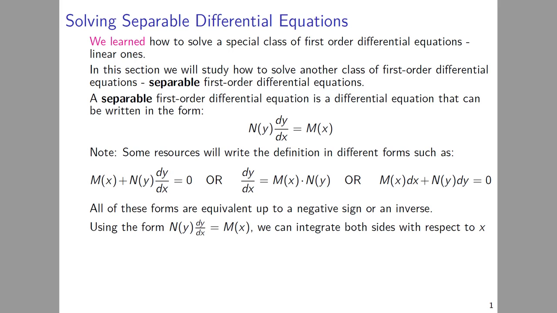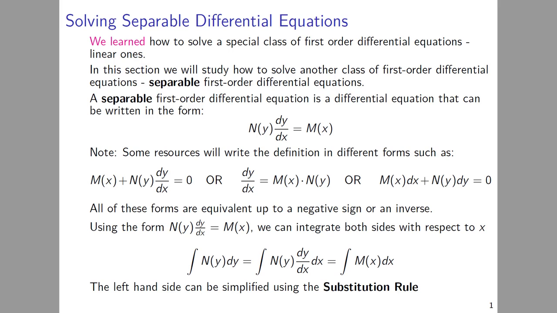So using this form n of y times dy/dx equals m of x, we want to be able to solve for y. To do this, we can integrate both sides with respect to x. And this gives us the integral of n of y times dy/dx dx on the left and the integral of m of x dx on the right. And the left-hand side can be simplified using the substitution rule again. The integral of n of y times dy/dx dx is equal to the integral of n of y dy.